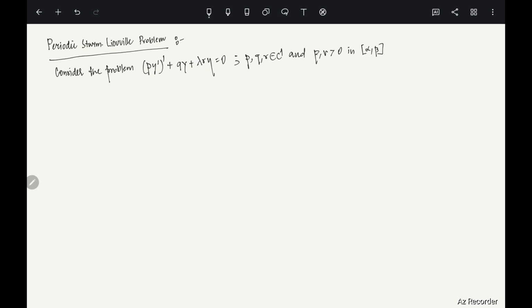And the boundary data, in this case, is a little different. Since we are talking about the periodic Sturm-Liouville boundary value problem, what we will do is take p(a) equal to p(b). This is the condition on p. Along with p and r positive, p is sufficiently smooth, and p has to be equal at a and b, in the interval (a, b).